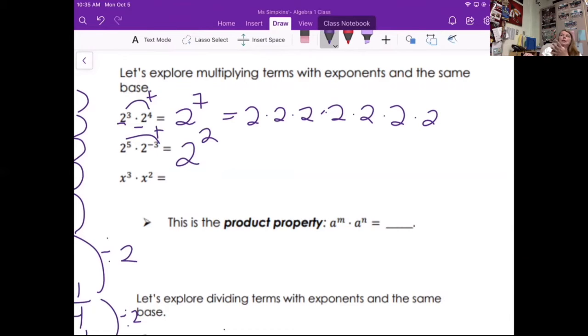Same thing goes for variables. So I have an x to the third and an x to the second. I could add those two things together to give me x to the 5th power. So anytime you are multiplying, we can add their exponents together. So here I have an m and an n, and if I add those, it would give me my answer as long as the bases or the big numbers are the same.